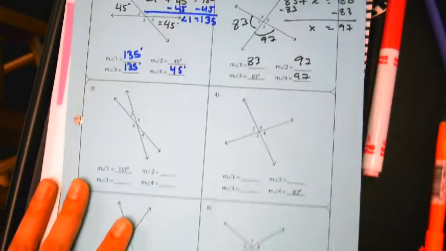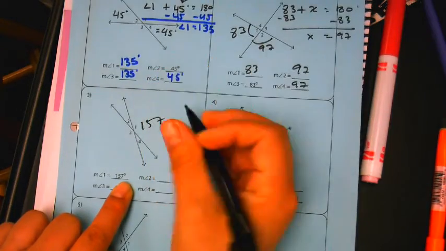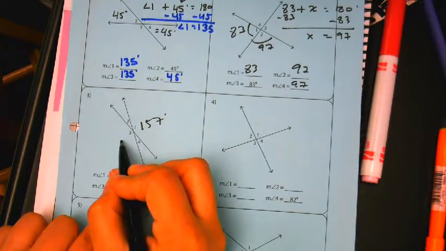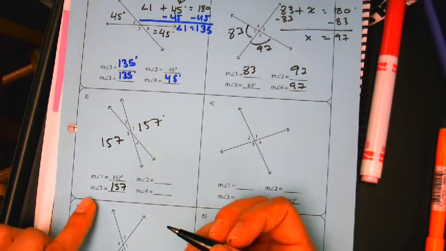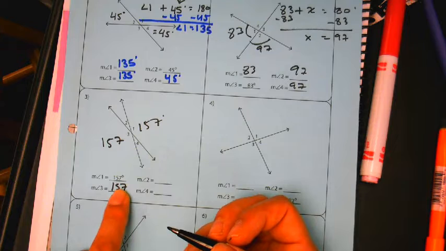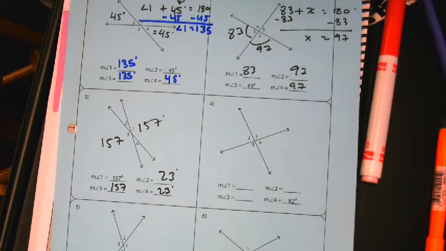What about number 3? Angle 1 is 157. So this is 157. The vertical angle would be angle 3, so 157. Then you subtract from 180. What's 180 minus 157? 23. Right? So on and so forth. Pretty easy. And then the back.